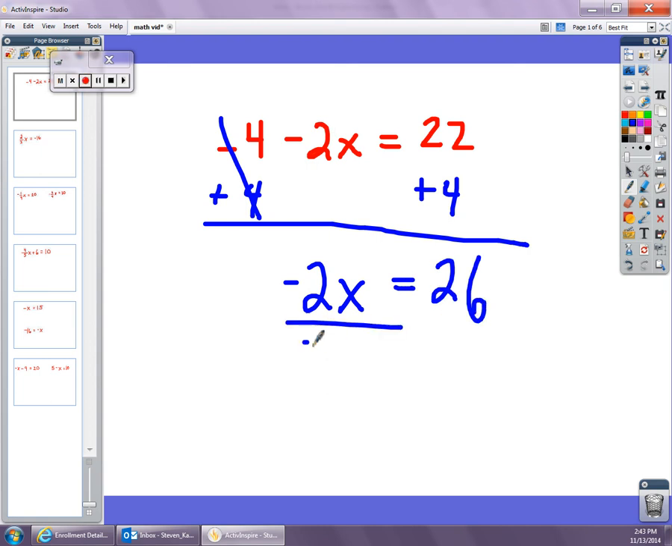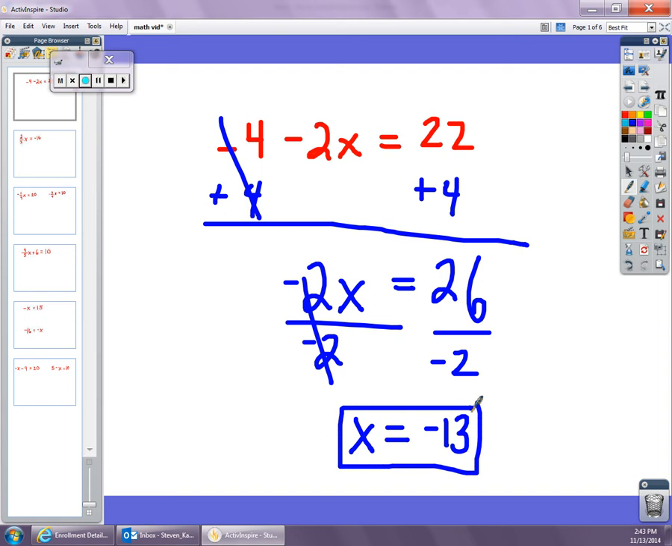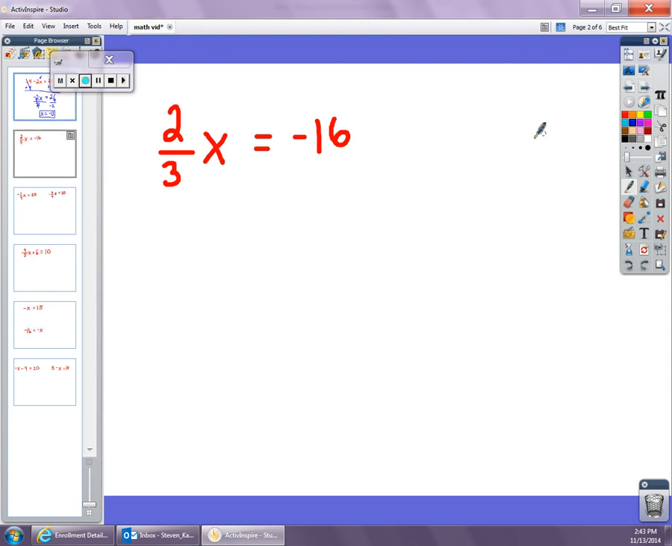Last step, you're going to divide by negative 2 to get rid of the times negative 2. Or, sorry, cancel it out, and x is going to equal 26 divided by negative 2, which is negative 13. And you could check that by putting a negative 13 back into the x, and it will equal 22. So this is just talking about what we did in class today.